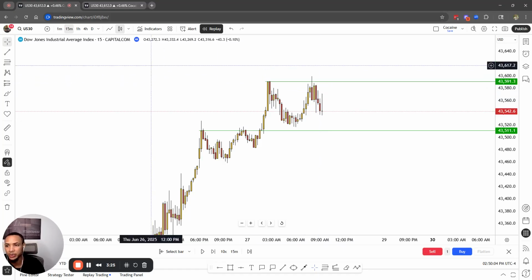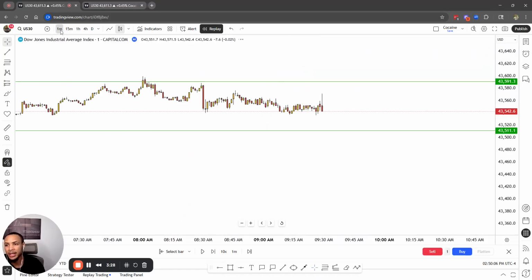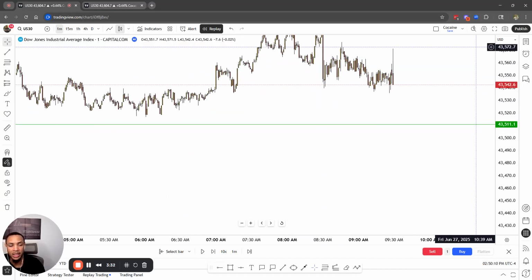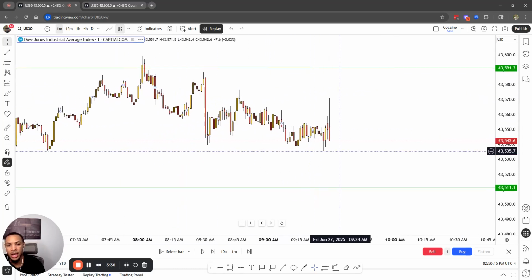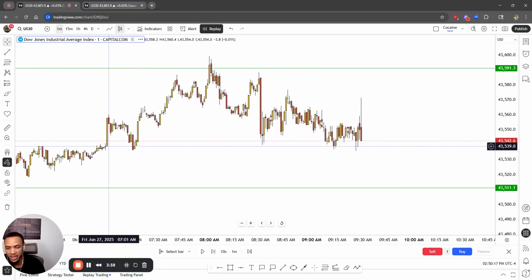I'm not really going for a buy to break out high as well. If I drop down to a one minute time frame, it makes more sense. This right here is 9:29, right? Looking at this, we can clearly see there's a resistance, and this level is holding on support. You can see that right there, right?